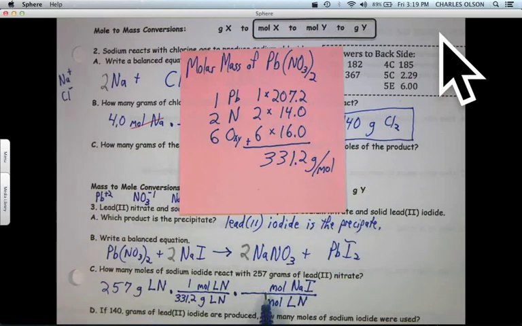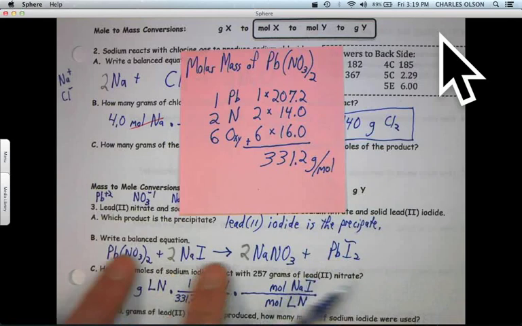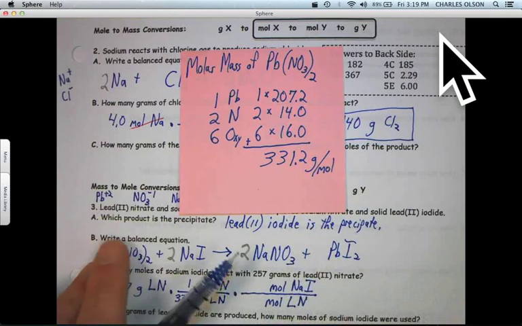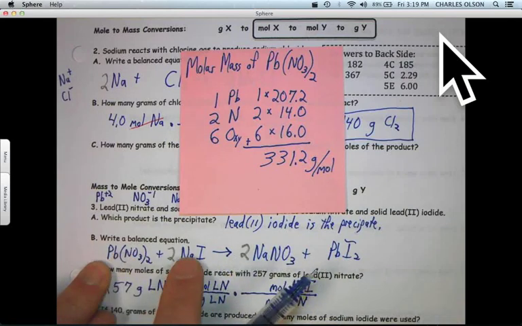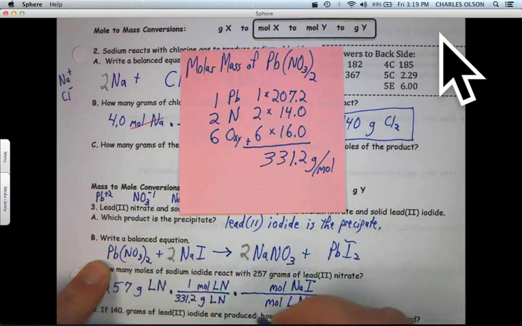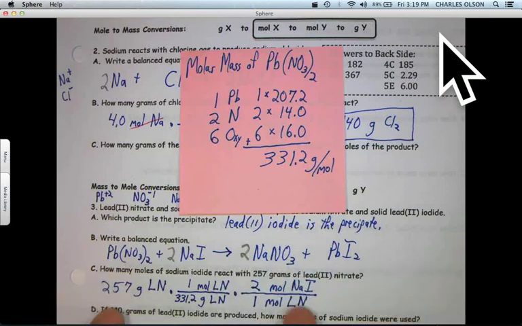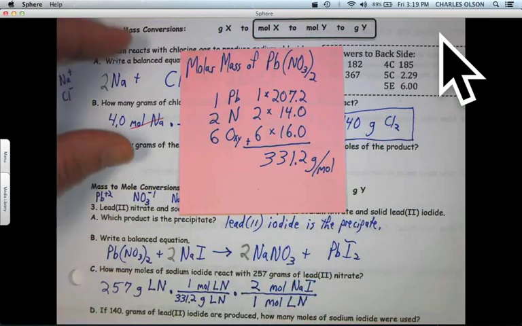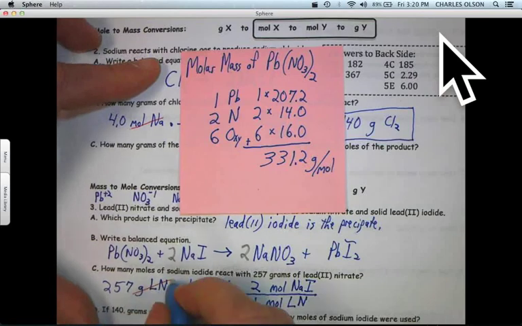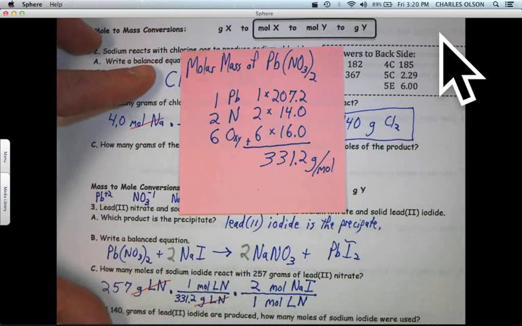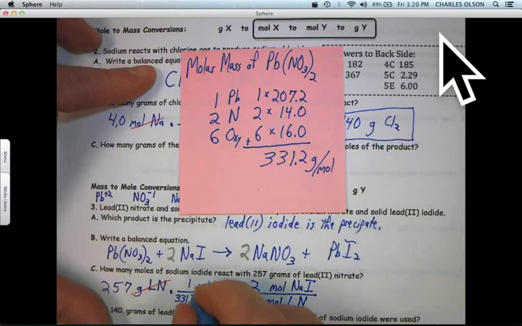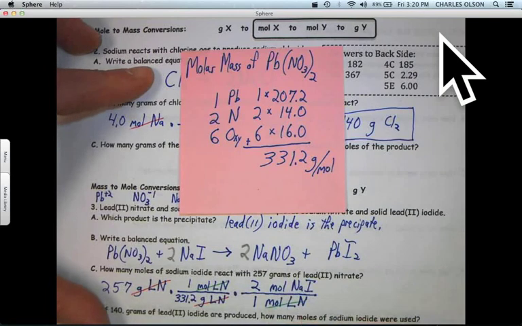Now the mole ratio. For that, I look to my balanced chemical equation. 1 mole of lead 2 nitrate reacts with 2 moles of sodium iodide. So I put a 1 there and a 2 there. And now my favorite part, the units cancel. Grams of LN cancels grams of LN. And moles of LN cancels moles of LN.